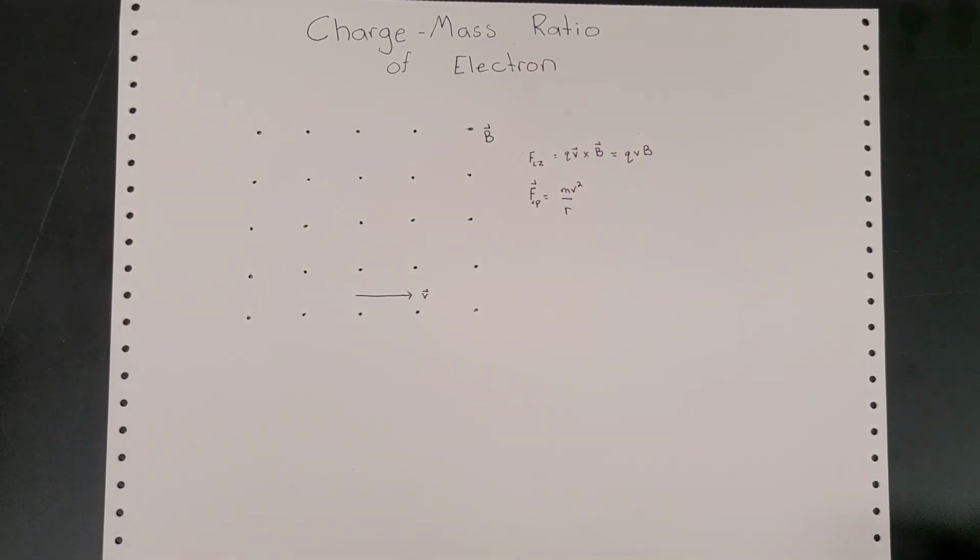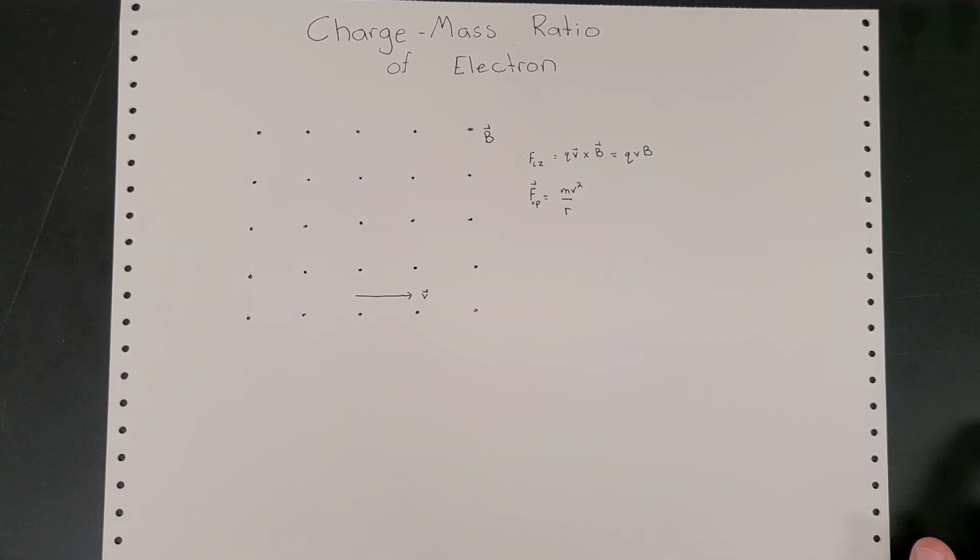Hey guys, welcome to your lab over charge to mass ratio of an electron. You can tell by the title of this lab what the goal of this lab is going to be, and that's going to be, of course, to find the charge and mass ratio of an electron. So we're looking for Q over M, where Q is the charge and M is the mass of the electron.